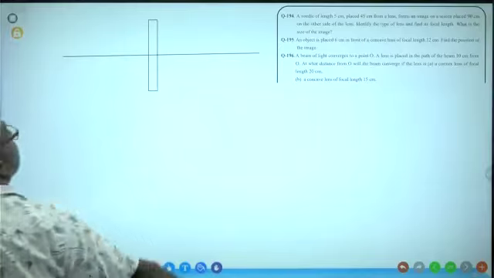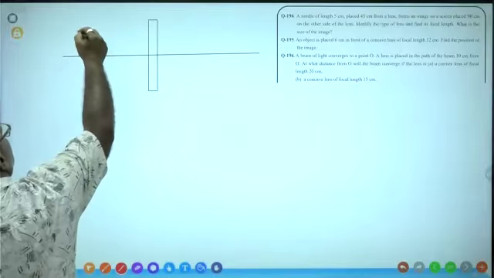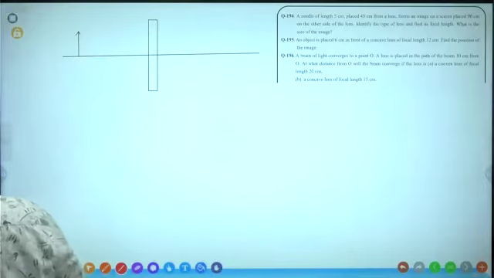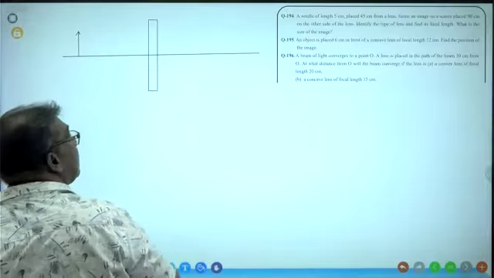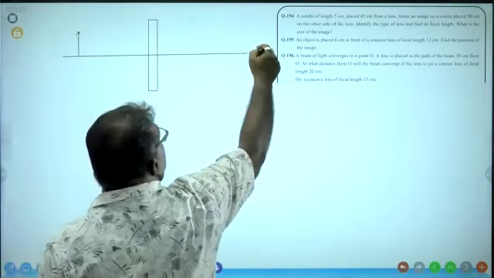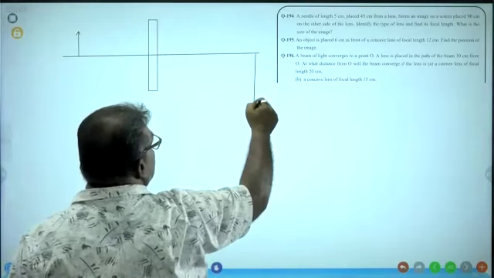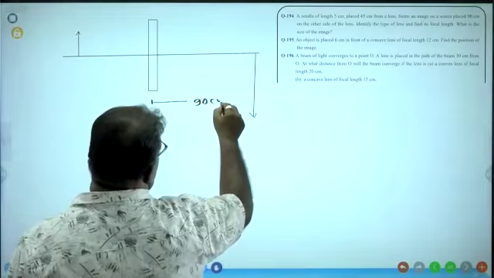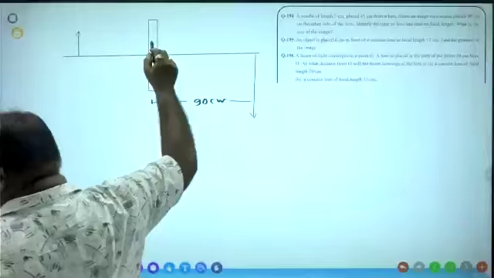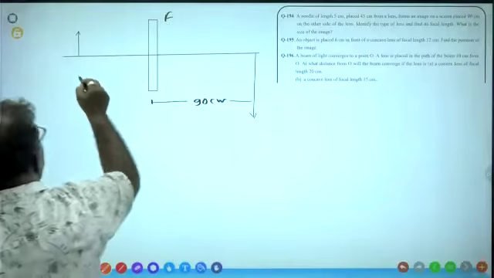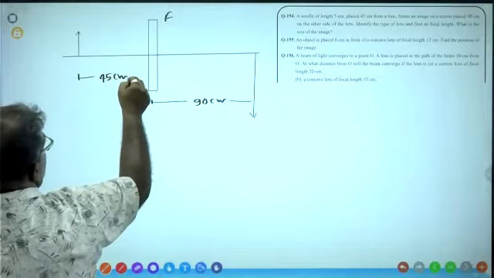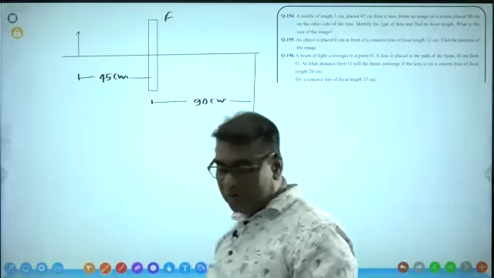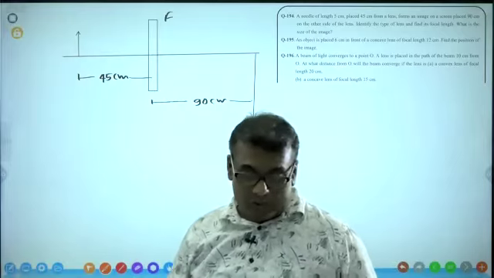A needle of length 5 centimeter. Pose an image on the screen of 90 centimeter on the other side. Definitely this one, convex one, right? Here we have image at a point of distance, here 90 centimeter. Focal length is not mentioned. This one is 45 centimeter. Okay, objective distance known, image distance known. You are asked to identify the type and the focal length of the lens.